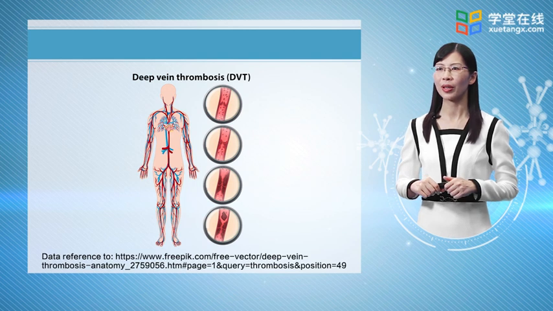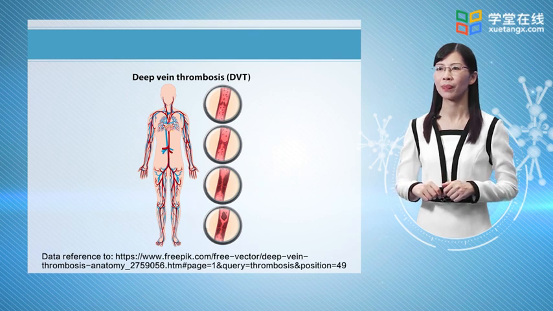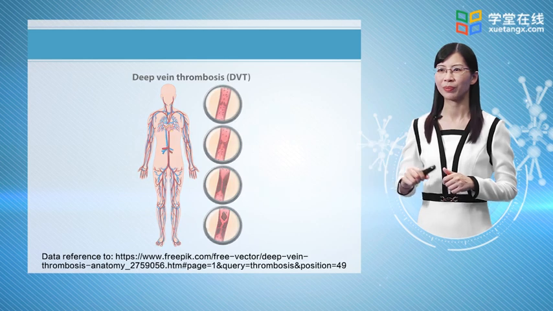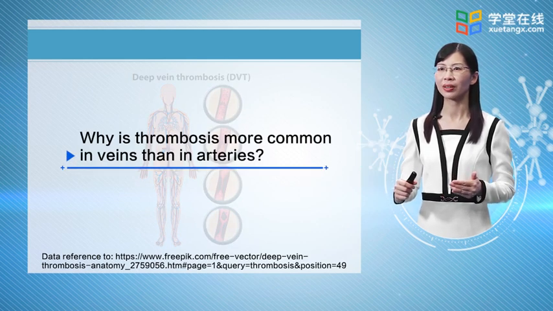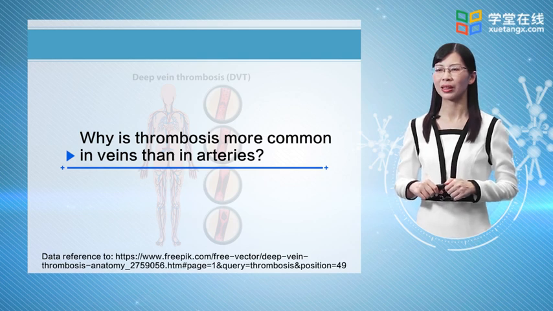In clinical practice, venous thrombosis is more common than arterial thrombosis. Here is a question for you to think about. Why is thrombosis more common in veins than in arteries? I hope you will be able to answer the question after we complete this session.